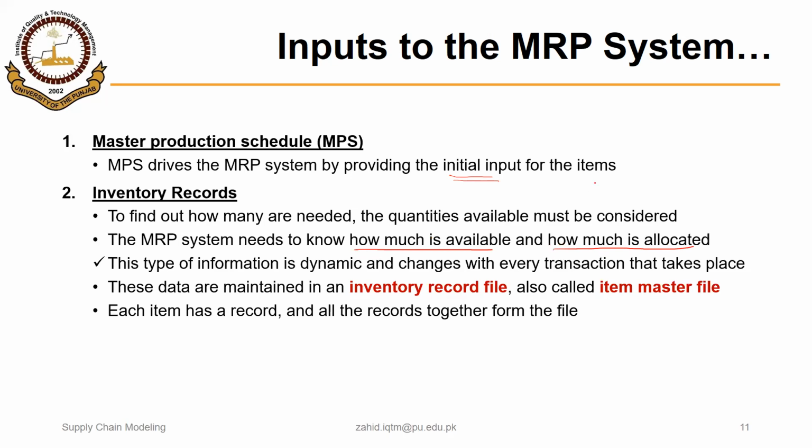So we need to know how much is at present available and how much is allocated. Allocated means that we have approved that component to be used for certain production in a certain period, but physically that inventory is still in the warehouse. So that is allocation. This type of information is dynamic and changes with every transaction that takes place. So that is an important challenge as well. This inventory record file keeps on changing. That is why we call it dynamic. Each transaction changes the status of this file.